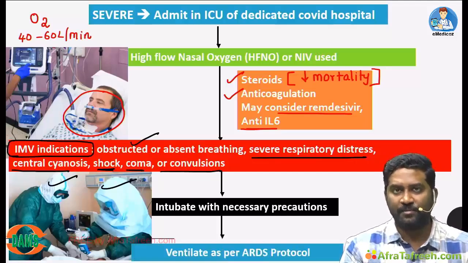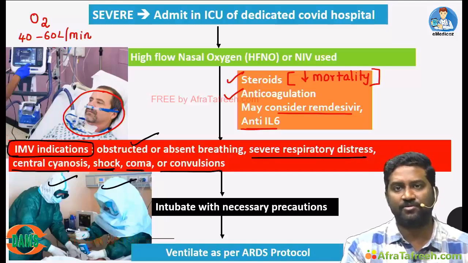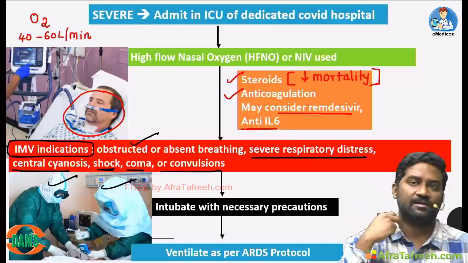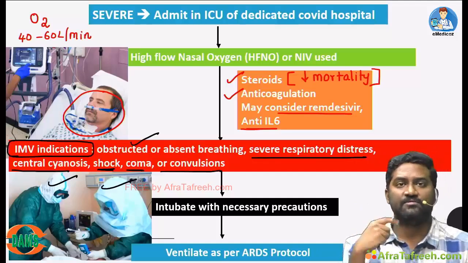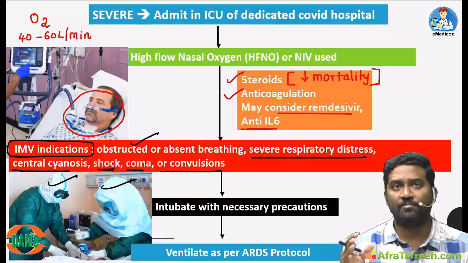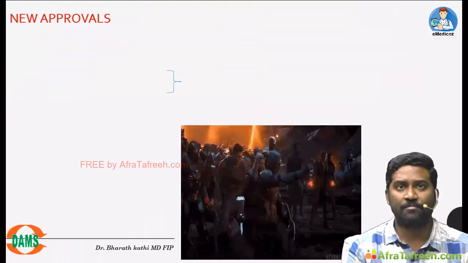Ultimately, the lung damage will result in ARDS. So, you should ventilate as per ARDS protocol. Already I have discussed the ARDS protocol in detail. Low tidal volume mechanical ventilation, P-plat less than 30 centimeter H2O, giving him PEEP, sedation and neuromuscular blockade, taking care of his fluid and electrolyte balance. Same as treatment of ARDS, you should proceed after intubating the patient. This is regarding mild, moderate and severe COVID-19 management.